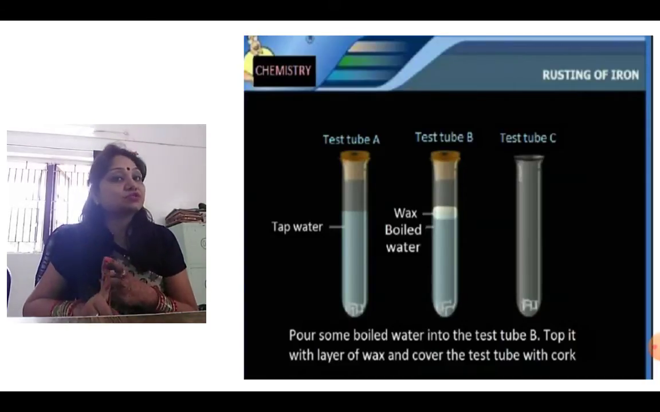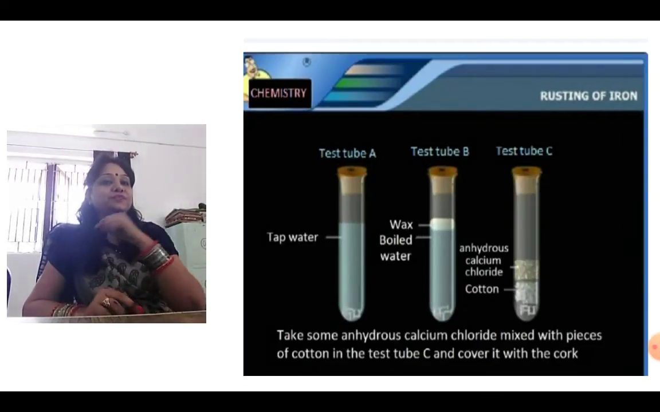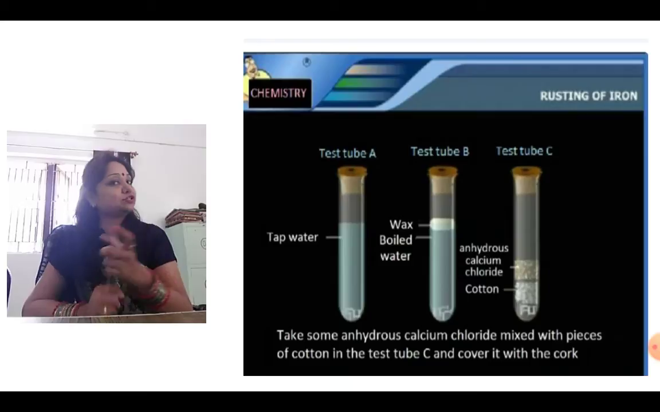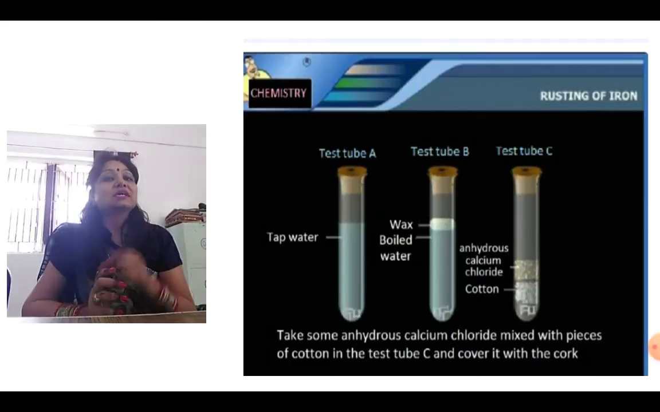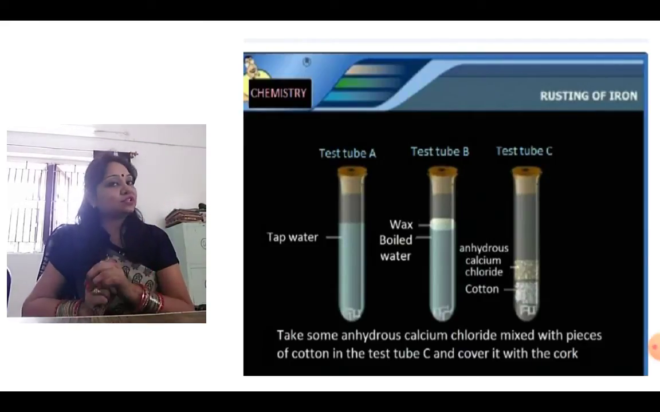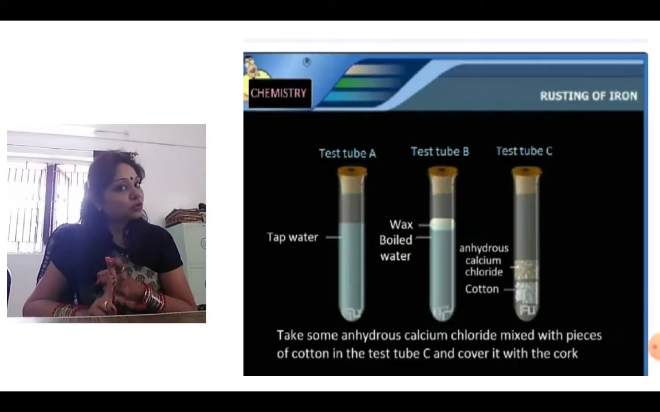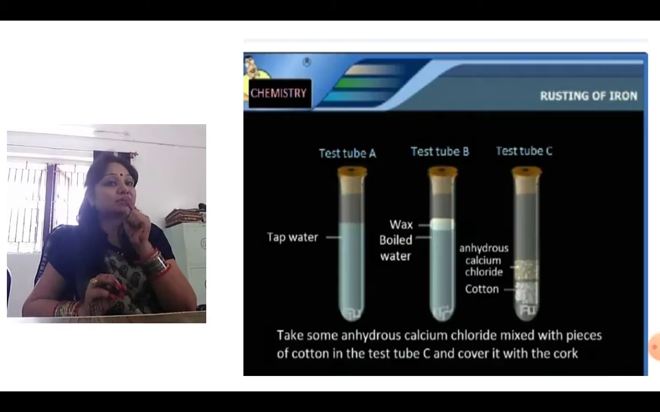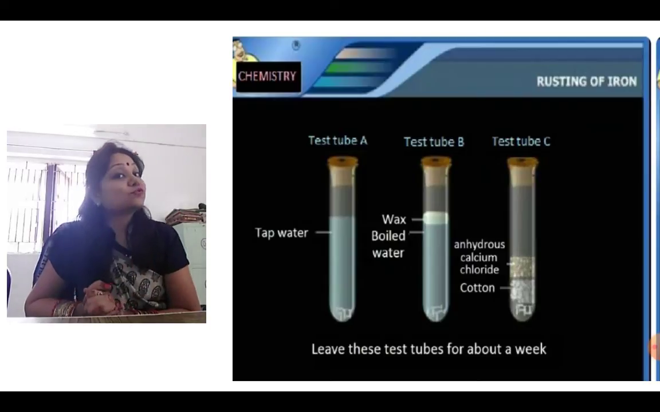So what is there in the first test tube? Tap water. Second test tube, the boiled water. Third test tube, we take anhydrous calcium chloride. It's there in the lab, and I'll show you when you come to school. We mix it with some pieces of cotton in test tube C and again cover it with a cork. So now we have test tube A with tap water, test tube B with boiled water and test tube C with anhydrous calcium chloride, and in each we have kept some shiny iron nails. Don't take rusted ones, take shining new ones. Ask your parents to give new ones. Now we leave these test tubes for about a week.